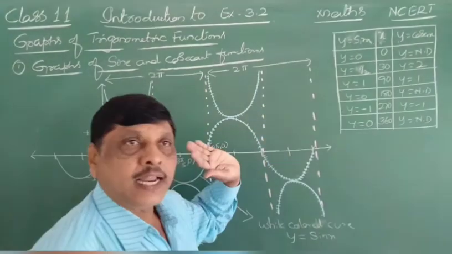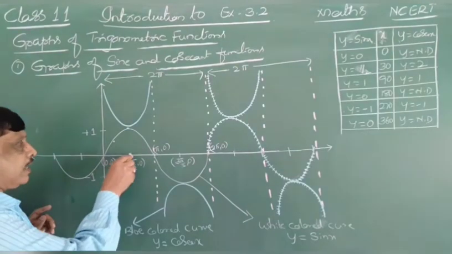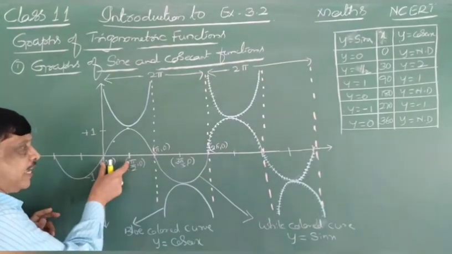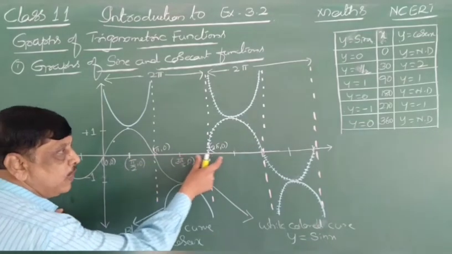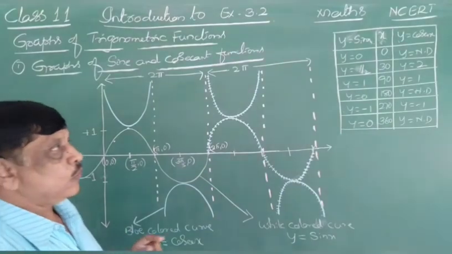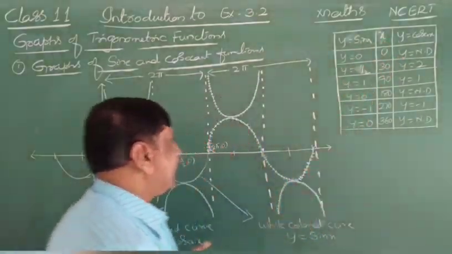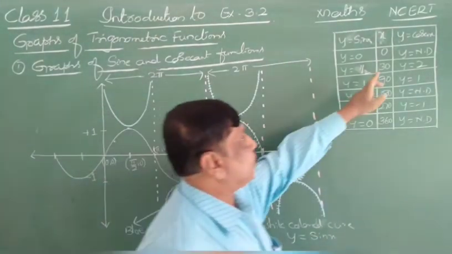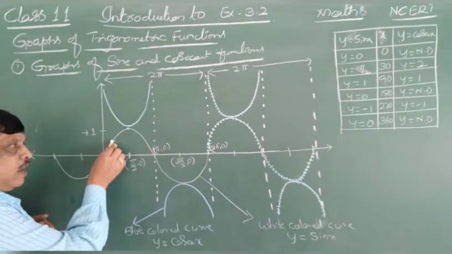To plot the graph, we consider the coordinate plane and mark equal intervals of pi by 2. I have taken equal intervals of pi by 2, like this. Here when x equals 0, y becomes 0. That is the point (0, 0). Next, when x is equal to 30 degrees, we get half. It may be approximately half.